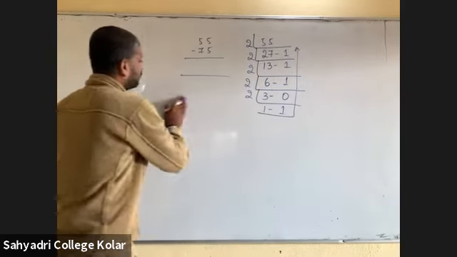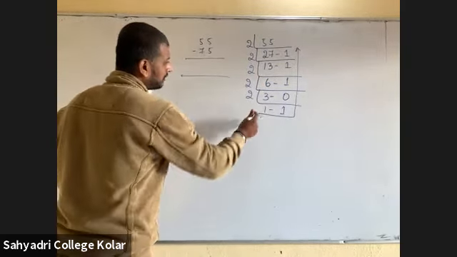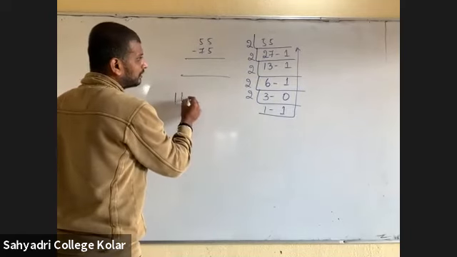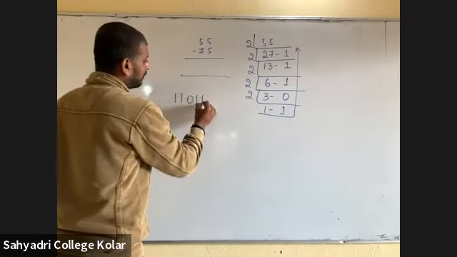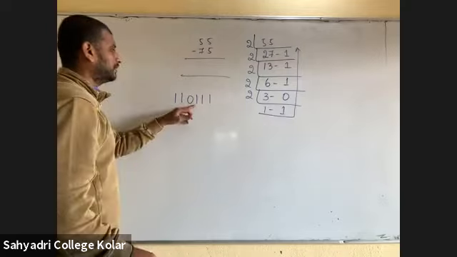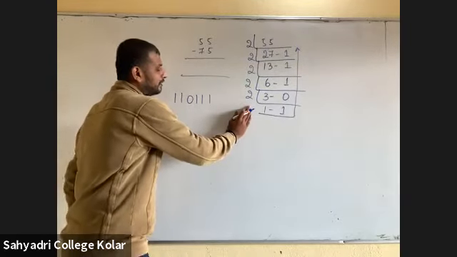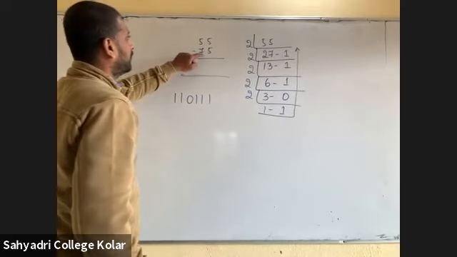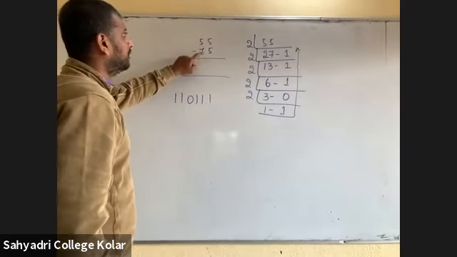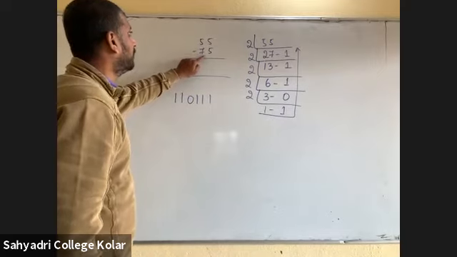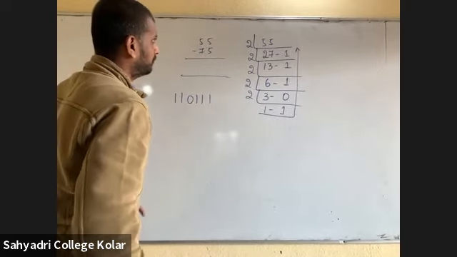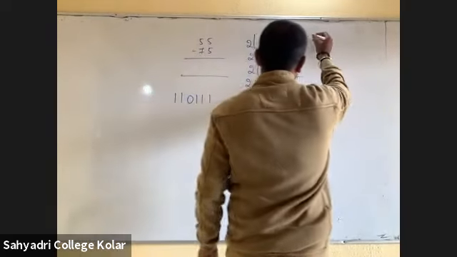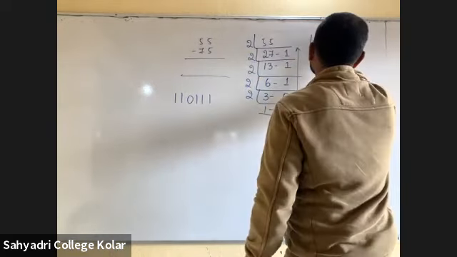Now, let me make a note of this particular value. That is 1, 1, 0, 1, 1, 1. So this is the binary form of the number 55. Next, what I need to do? I need to convert this particular number 75 to binary form. So I will convert 75 to binary form.